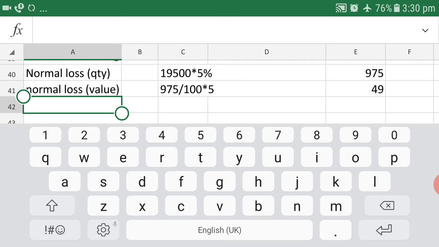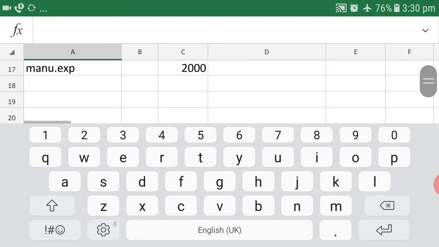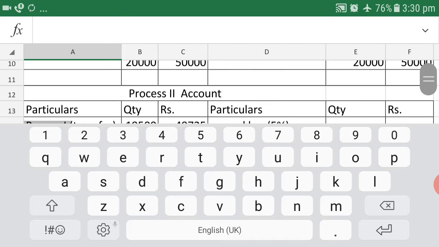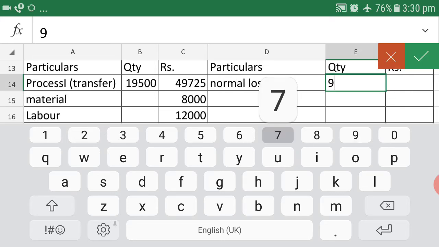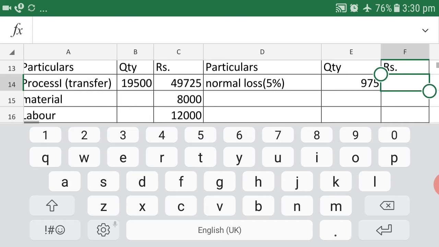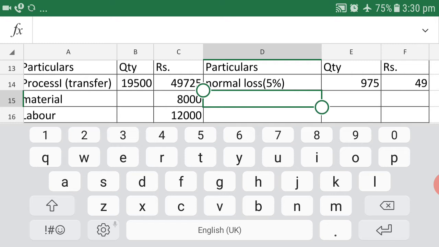Let's copy that to our table. Normal loss in quantity 975, in value it is 49. Yes, 48.5 can be written as 49. Clear? So normal loss is over.